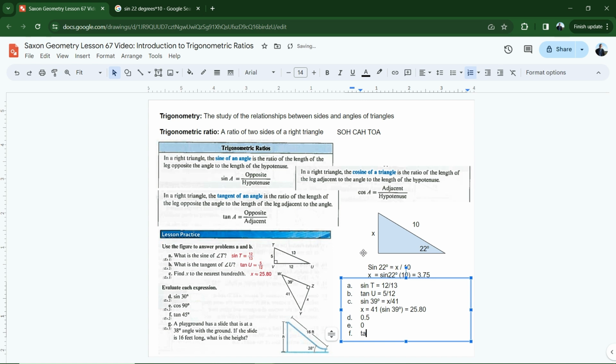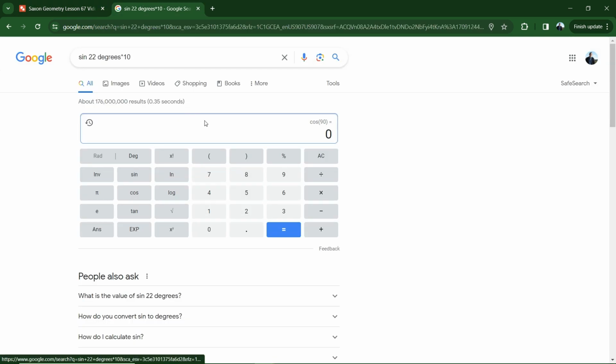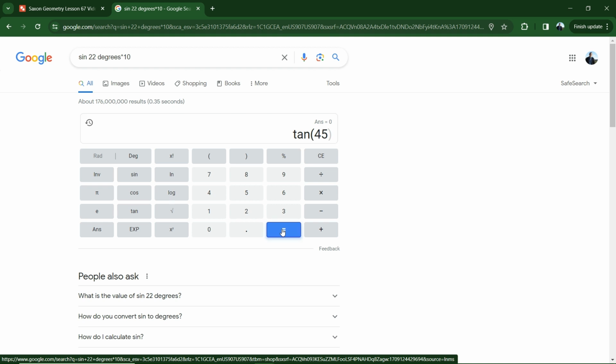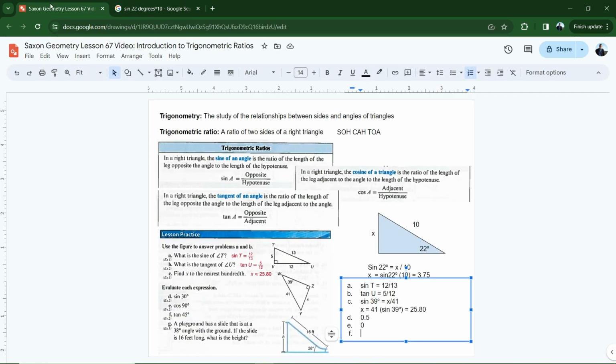And then the tangent of 45. Well, remember, 45 is another one of those special triangles, a 45-45-90 triangle. So I'm going to do the tangent of 45 equals 1, because remember, it's a 1, 1, square root of 2 triangle. So this is a 1-to-1 ratio.